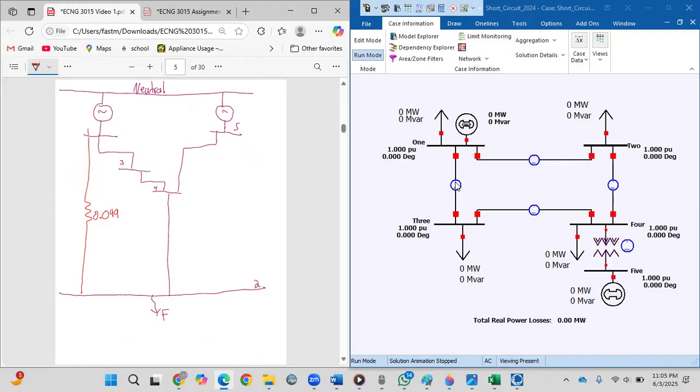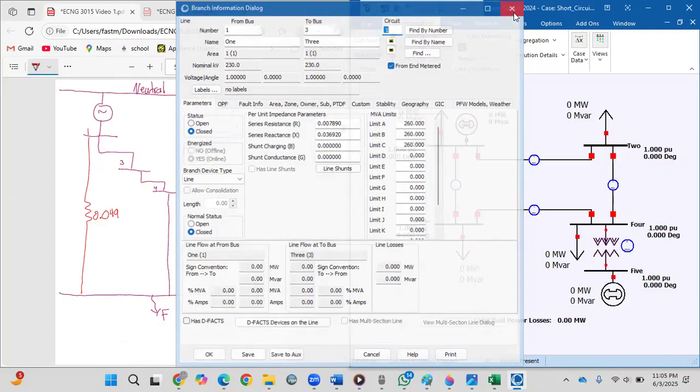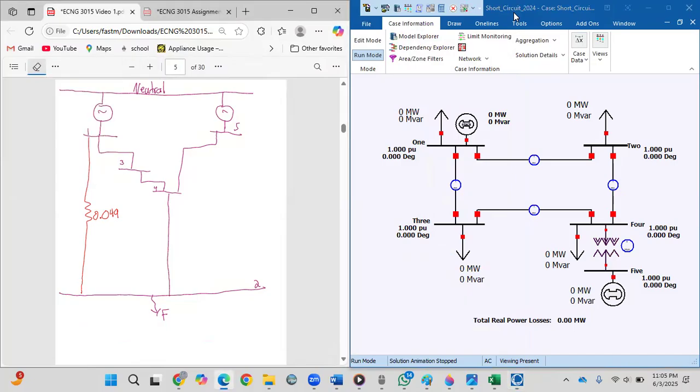So we can do the connection from 1 to 3. Same thing. We double click on the line to get the R and the X, and repeat the same thing. So it'll be the square root of 0.00789 squared plus 0.03692 squared. And the answer will be, so let's replace this with our impedance, 0.037. Cool. And then that was this one here, and then that one there.